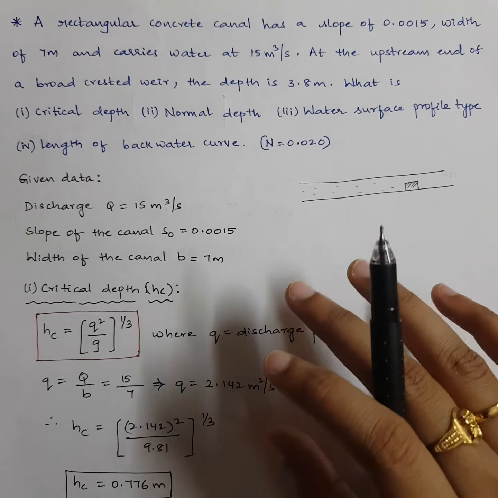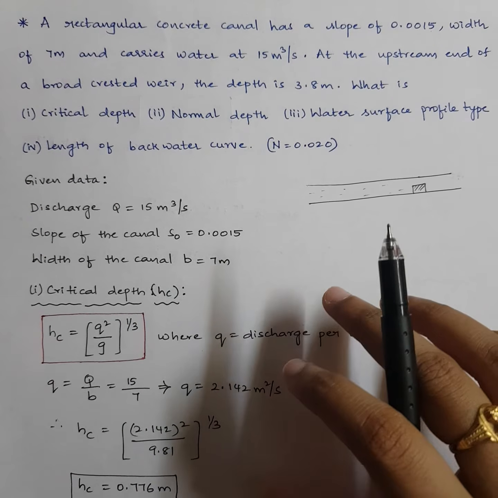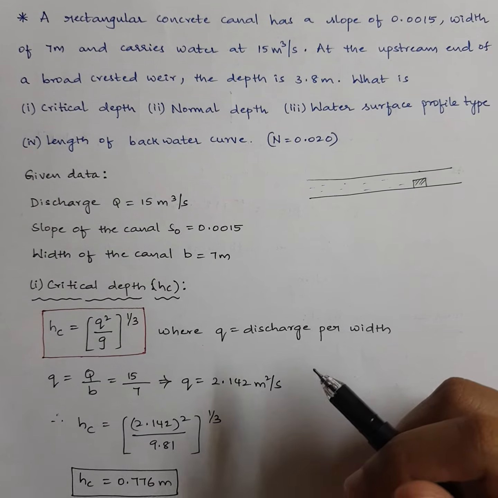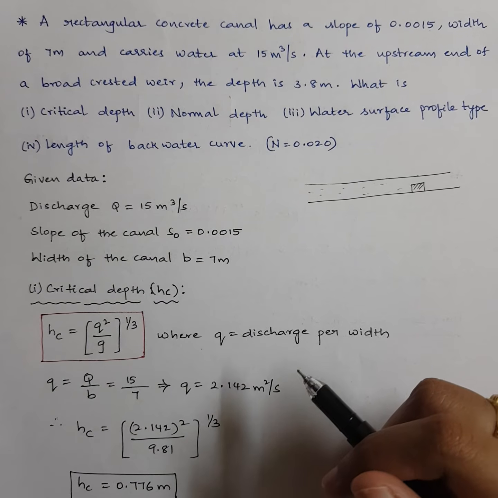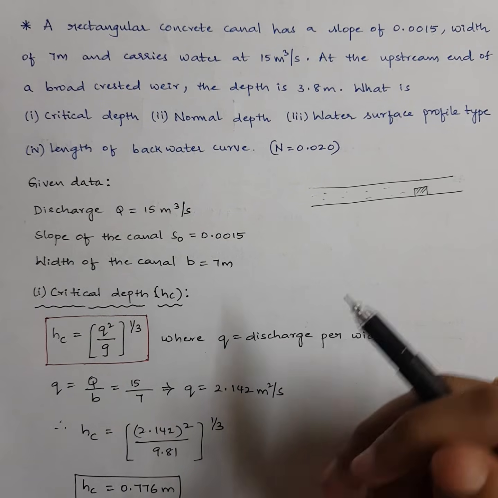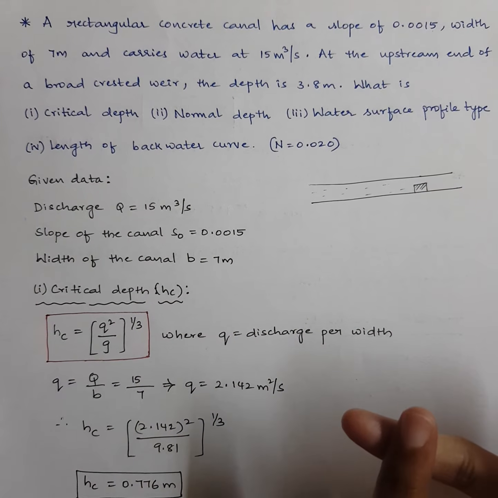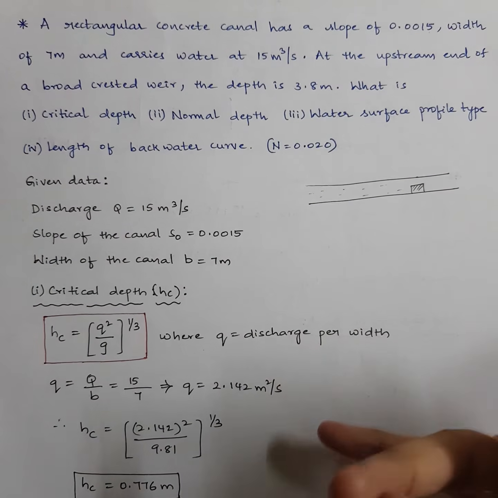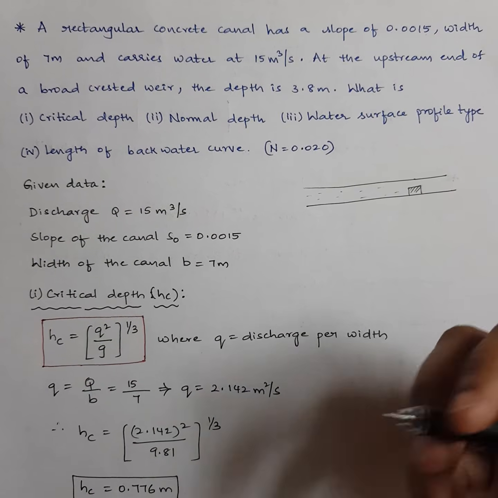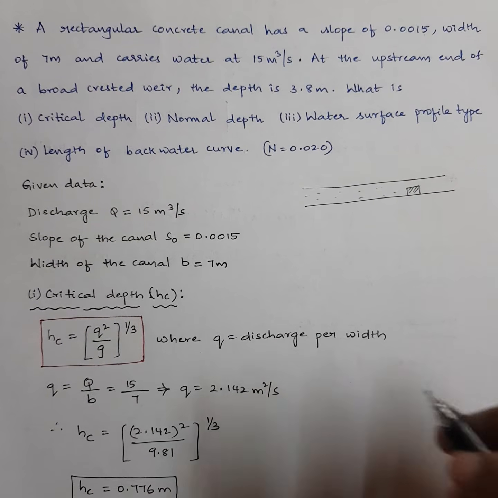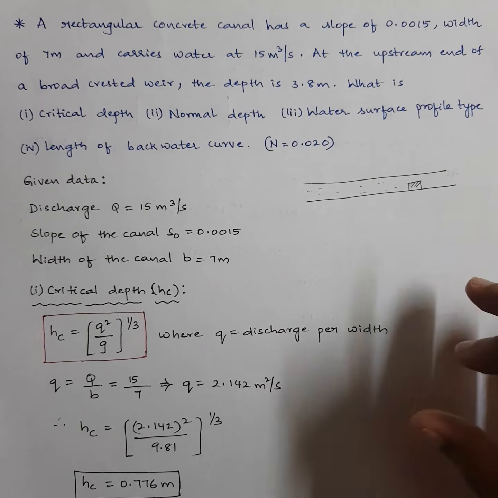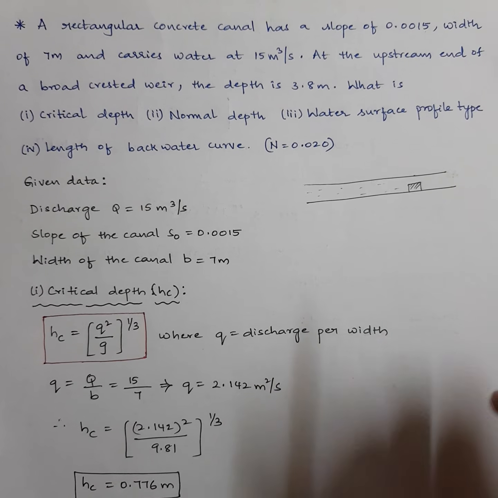In this model of problem, the depth of flow or the normal depth is not given. For deciding the water surface profile type, we require three parameters. One is the given depth, that is this 3.8 meters. Next we have the normal depth, and we have the critical depth. We don't have the normal depth now. In some model of problems, normal depth will be given already. Since we don't have it, first we should calculate the normal depth. Then only we can calculate the profile type based on these three depths.